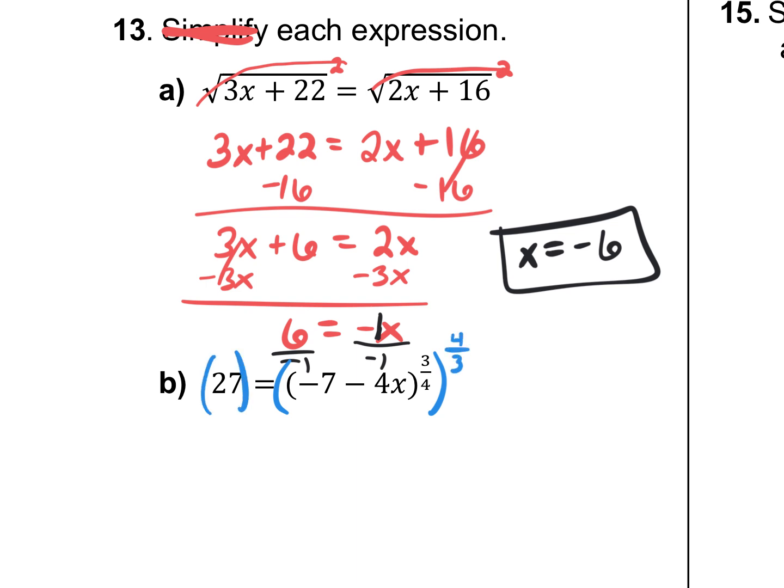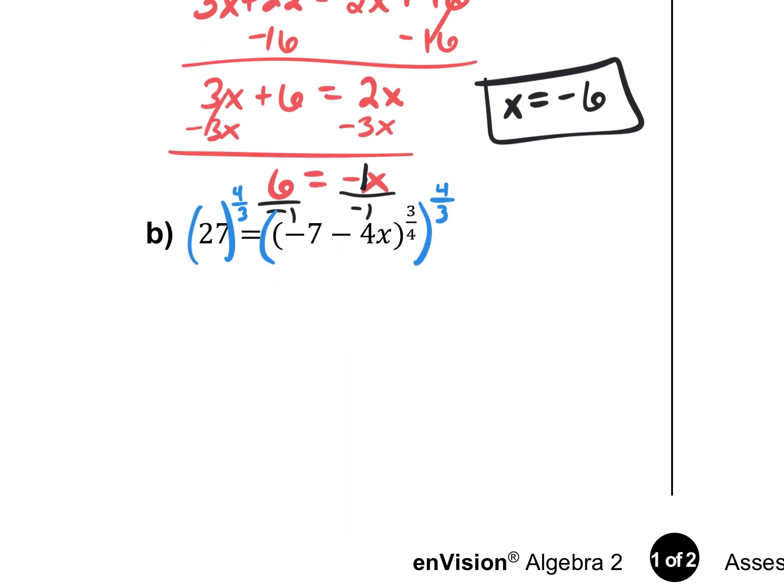What I do to one side, do to the other. So looking at the left side, very similar to what we did on number 9 and 5. How can I rewrite this here? Cube root of 27 to the 4th power. And then what happens to the exponents over here? They cancel, so I'm left with the inside.